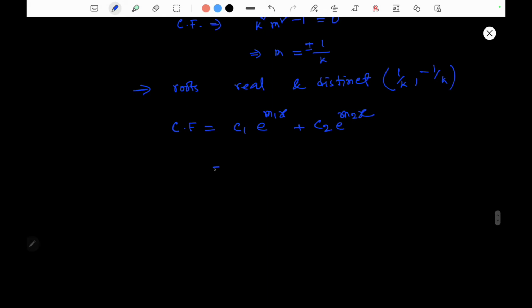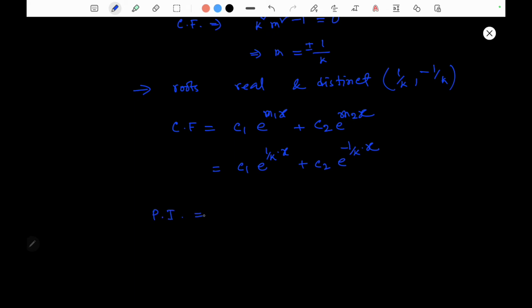Now here we got m1 as 1 by k, so c1 e to the power 1 by k into x plus c2 e to the power, sorry, here you can write minus 1 by k into x. Now this is the complementary function. Now let's solve the particular integral.